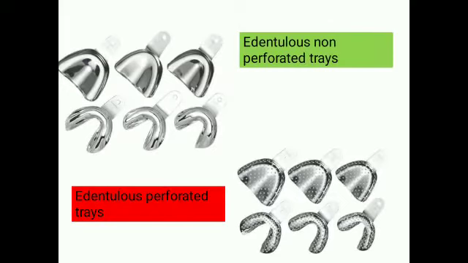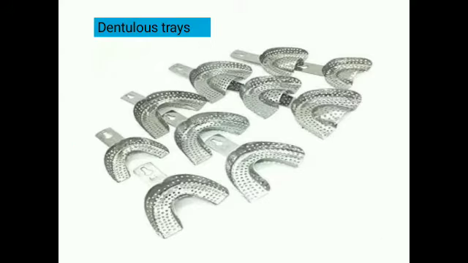Edentulous non-perforated trays and edentulous perforated trays. Edentulous non-perforated trays are used for fabrication of preliminary impression for the edentulous patients with the help of impression material like impression compound. Edentulous perforated trays are mostly used in edentulous patients for impression making. Material of choice is alginate. Dentulous trays are used for making the impression with dentulous patients.